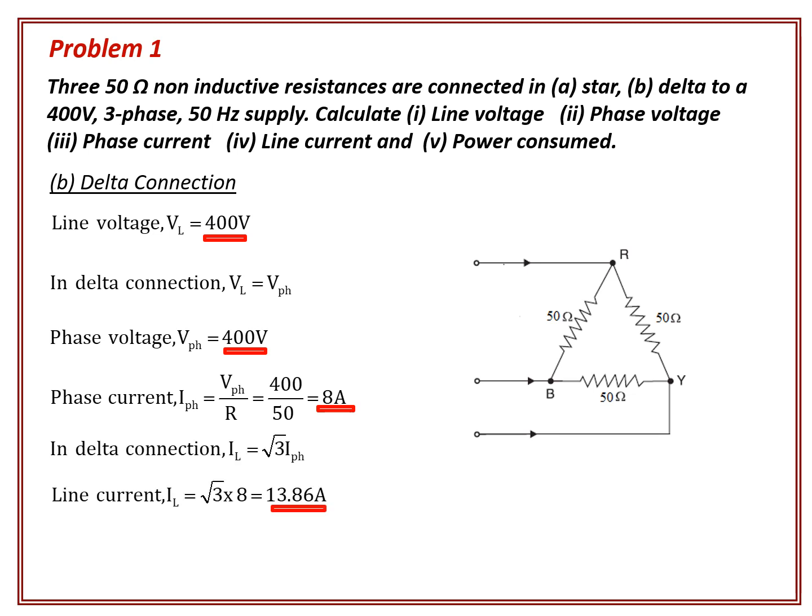In delta connection, IL is equal to root 3 I phase. The line current IL is equal to root 3 into phase current 8 amperes, which is equal to 13.86 amperes. Power consumed, P is equal to root 3 VL IL cos phi. Substituting VL equal to 400, IL equal to 13.86 and power factor is equal to 1. We get power consumed as 9600 watts.